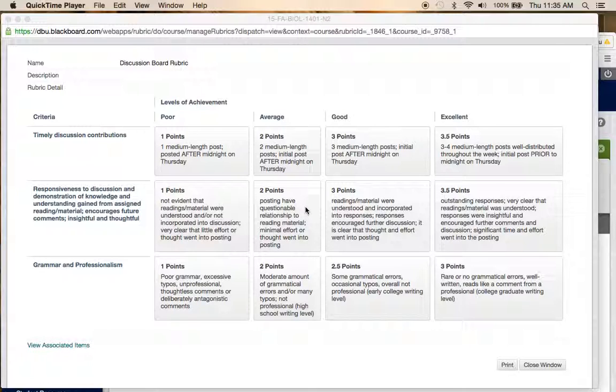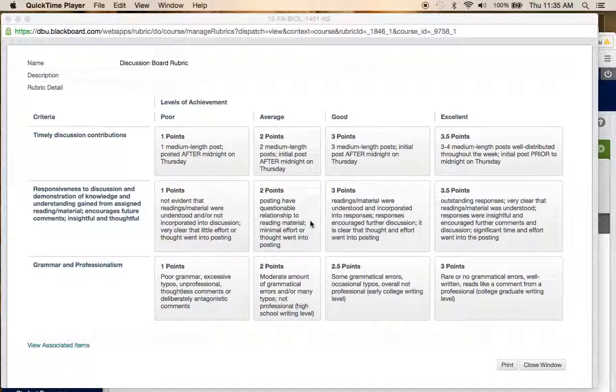Under average, you may have some questionable posts, they may not really be related, and then kind of minimal effort or thought went into the post. An example of this post would be just commenting on someone else's post: "Oh, I like your post." Well, that's pretty minimal effort that went into that.